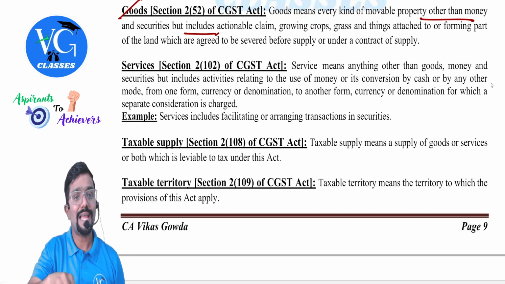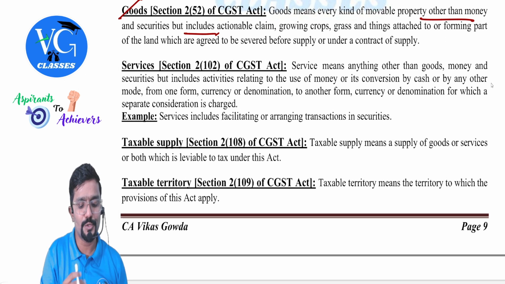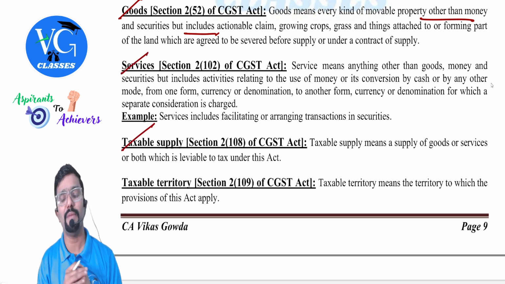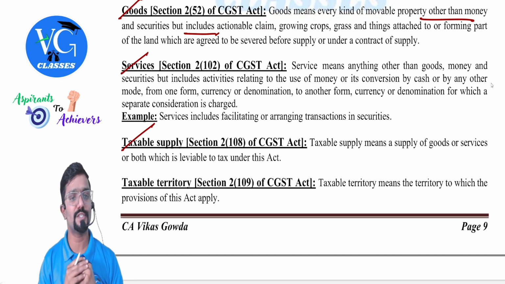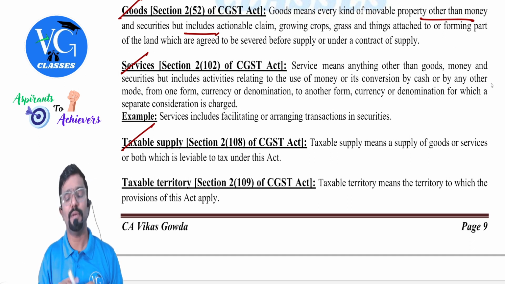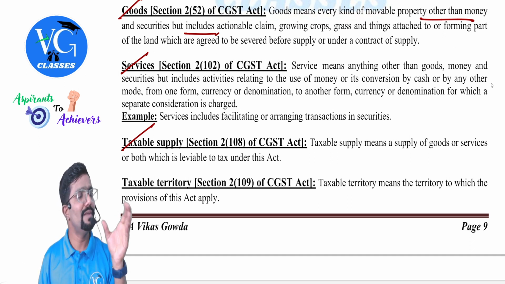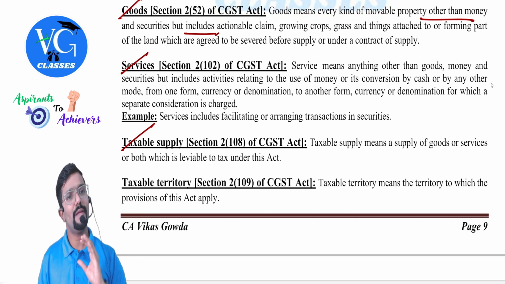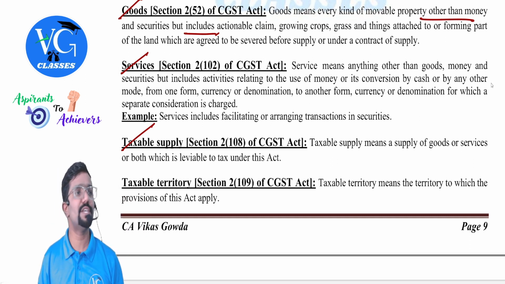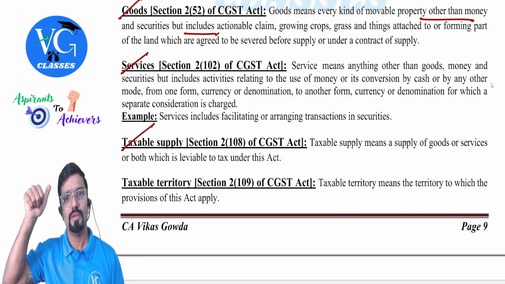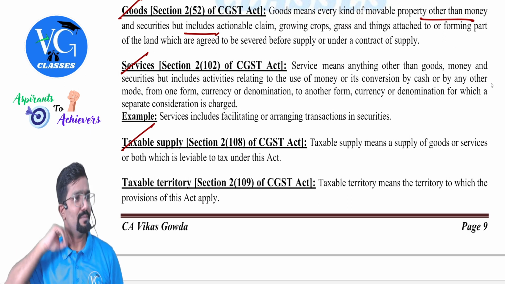Next, taxable supply. We will just cover this also. What is taxable supply, guys? Taxable supply means a supply of goods or services or both which is liable to tax under this Act. Sir, what does it mean? Guys, simple. First, we will identify whether an activity or service is a supply. But is every supply taxable under GST? No. Because for a few supplies, they have given exemption. So it is a supply, but not taxable.